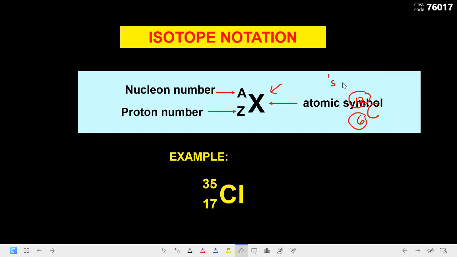Okay, saya padam dulu yang ni. So you refer lah pada atomic symbol tu. Okay, for example, chlorine 35, 17. Okay, so atas ini apa? This is nuclear number, and 17 is proton number.